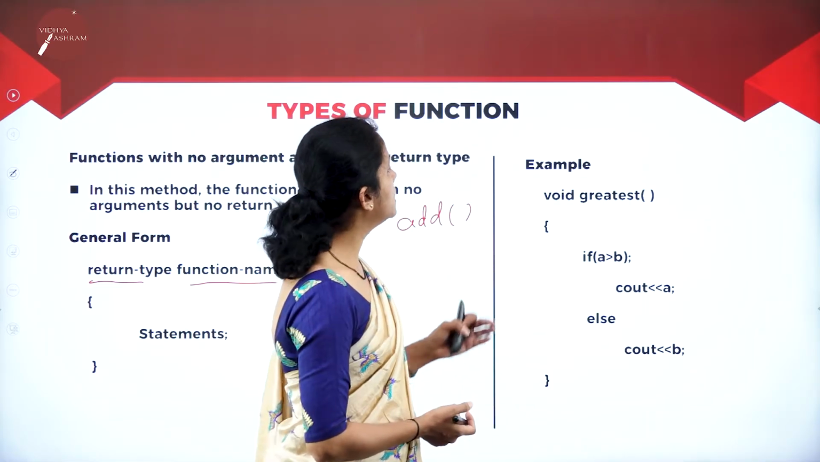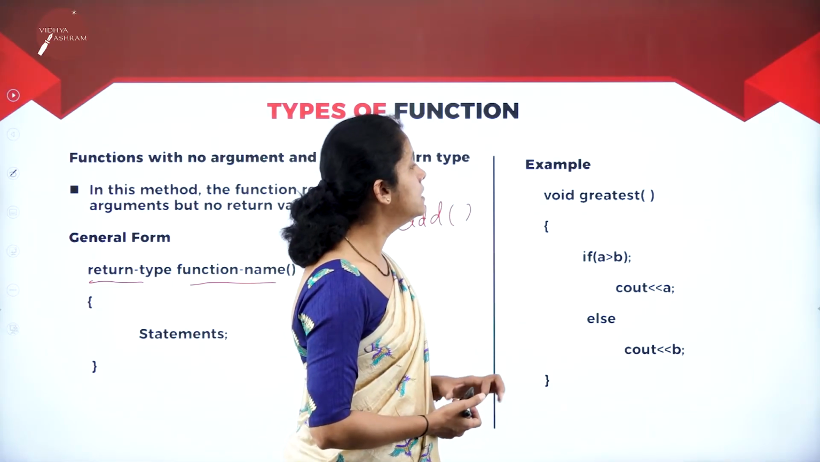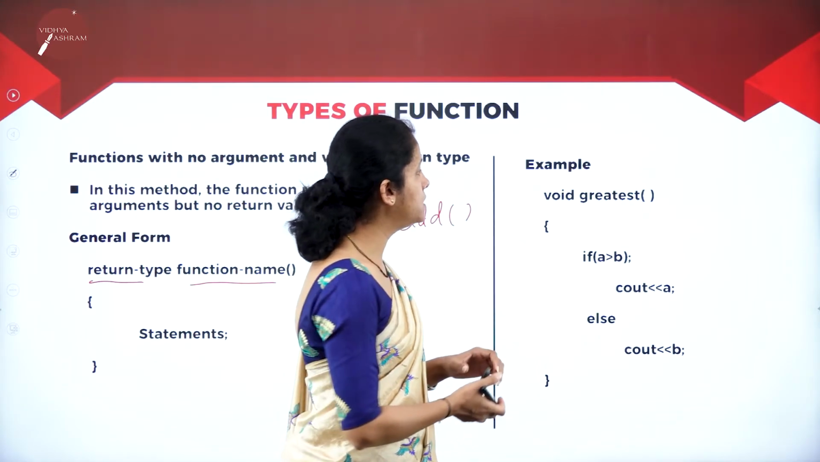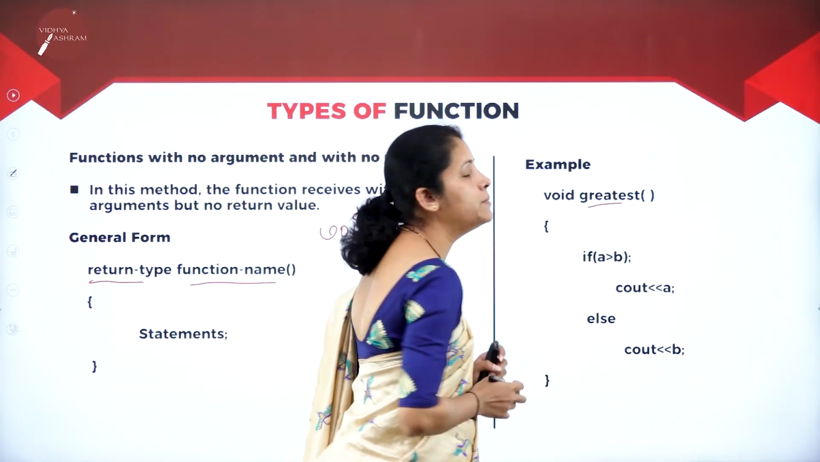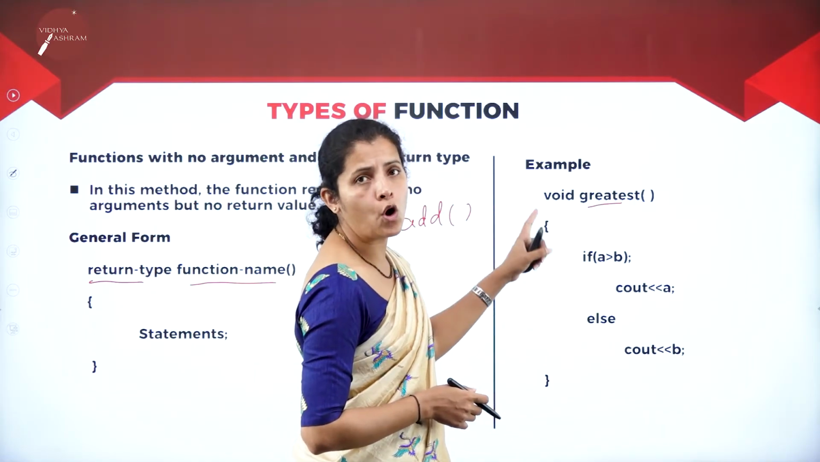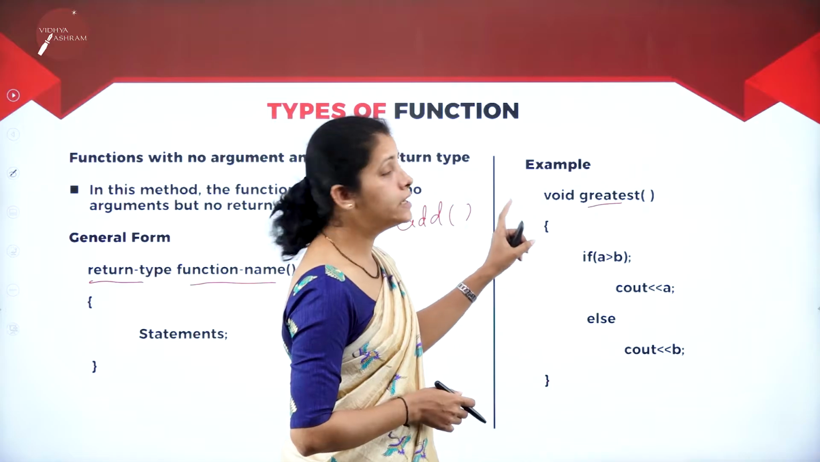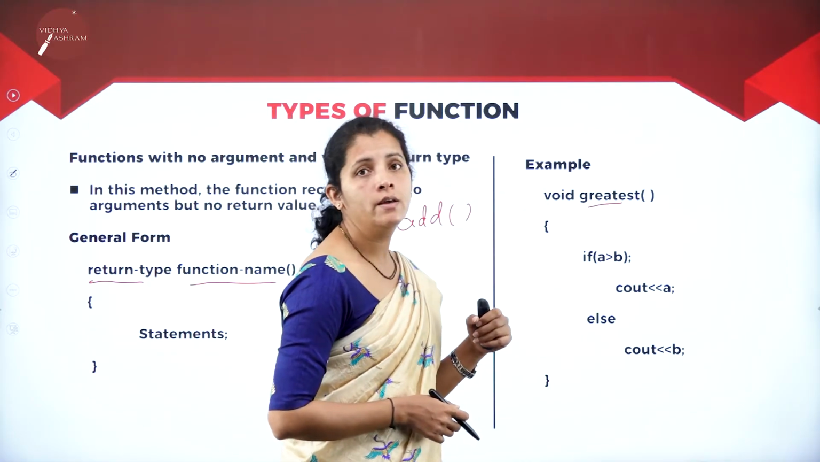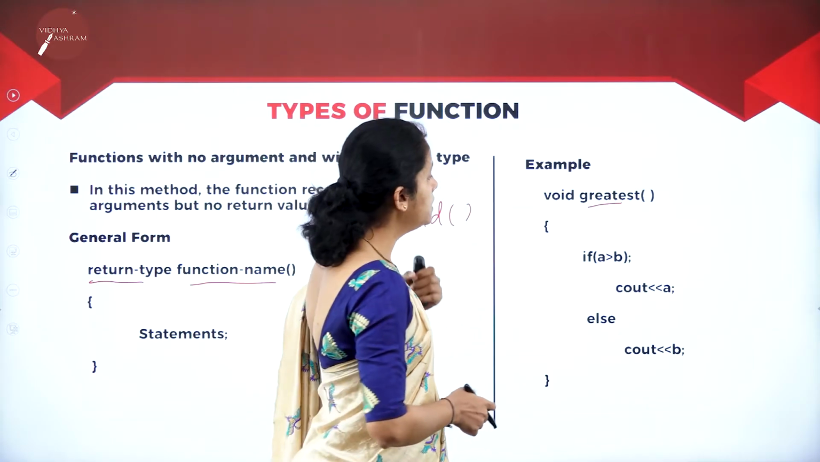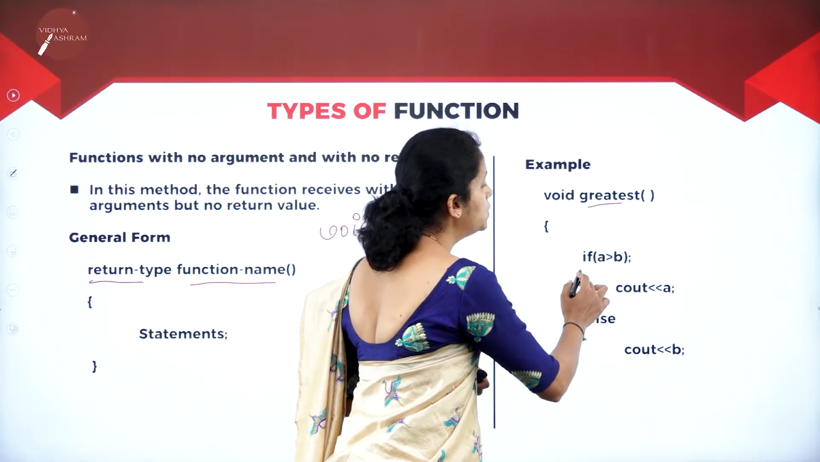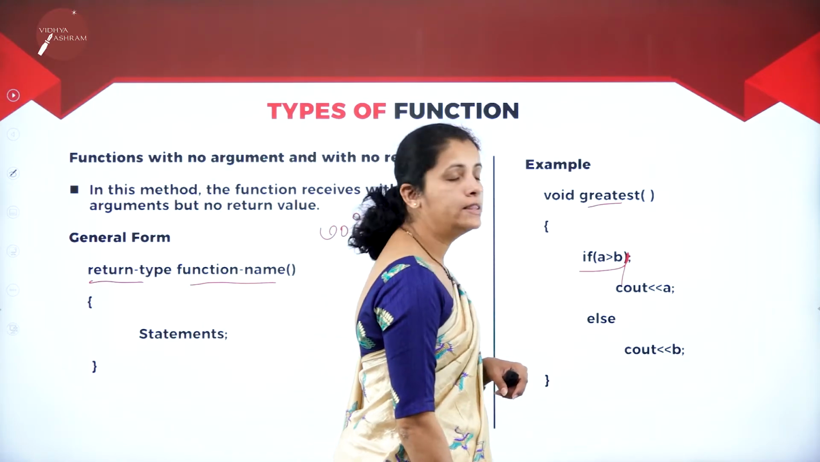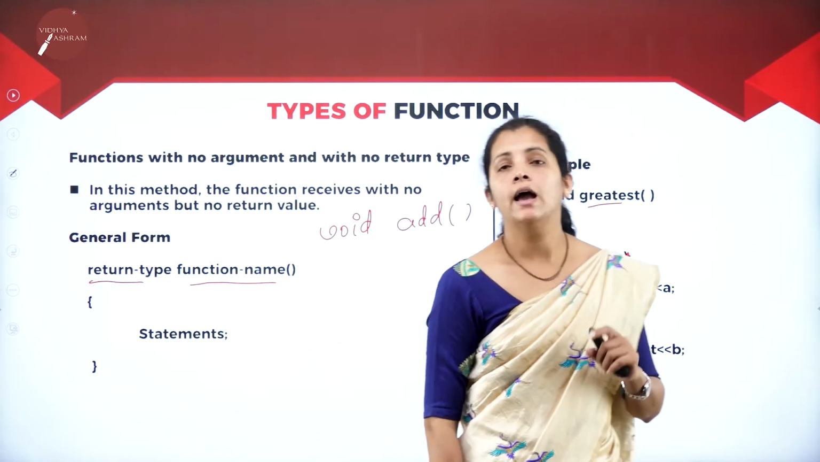Now let me consider a simple example, where I need to find the greatest of two numbers. My function name here is greatest and my return type is void, because it does not return any values to the program or to the function. Now here I'm going to check if A is greater than B, then I'm going to print A, else I'm going to print B.